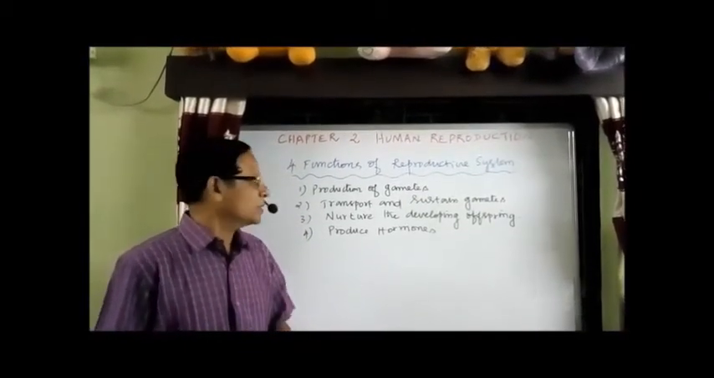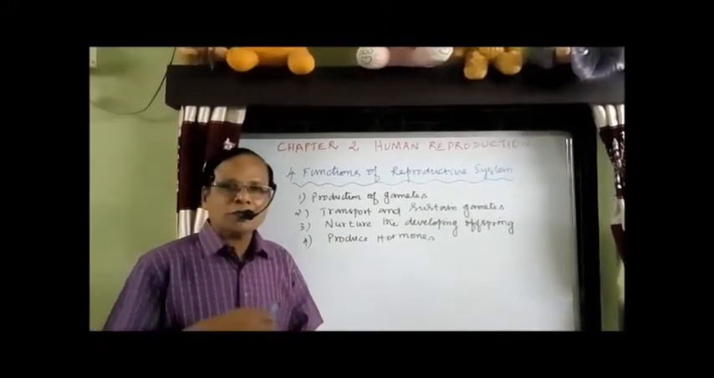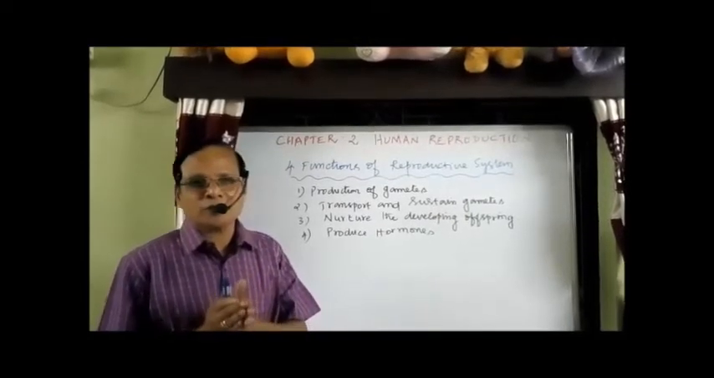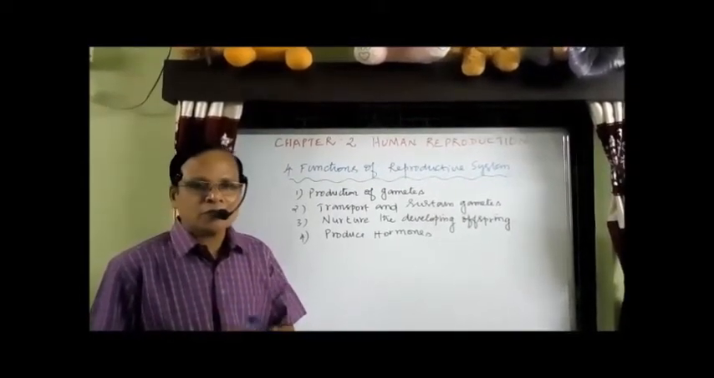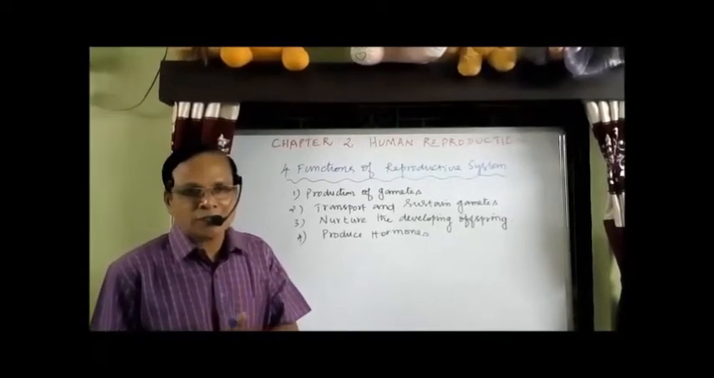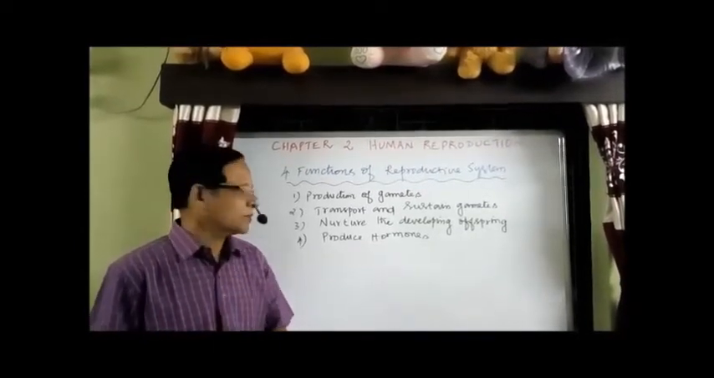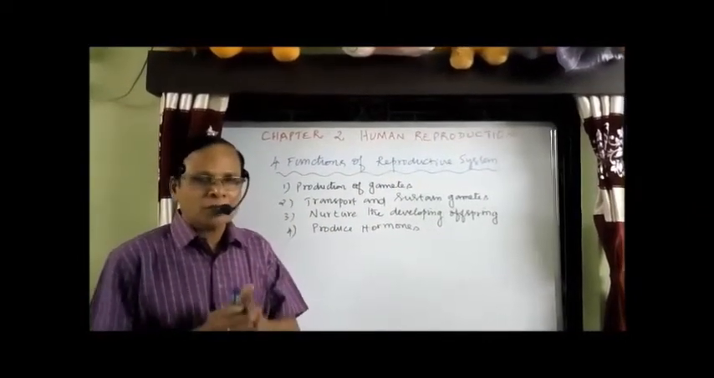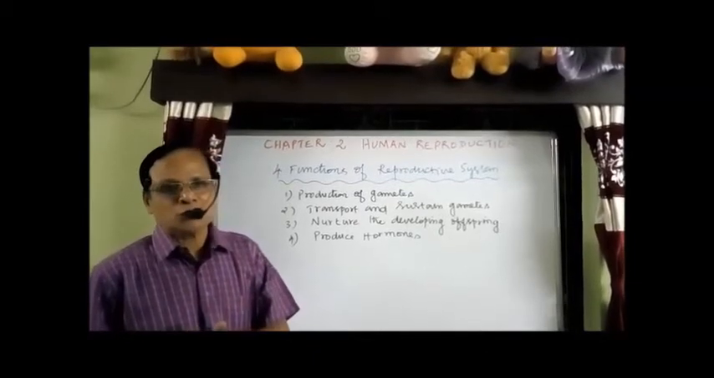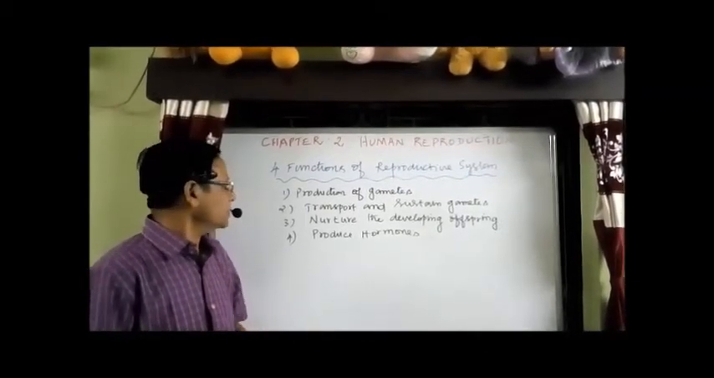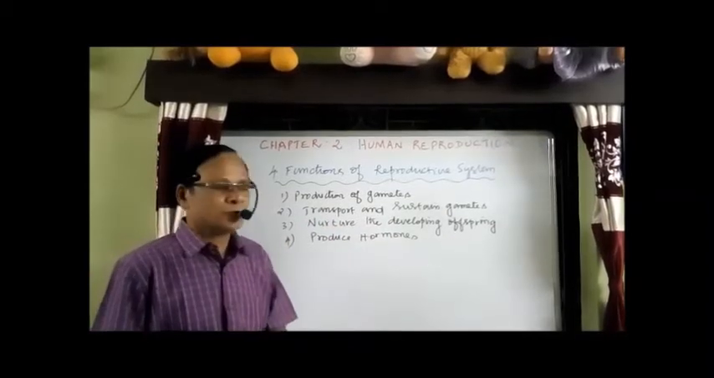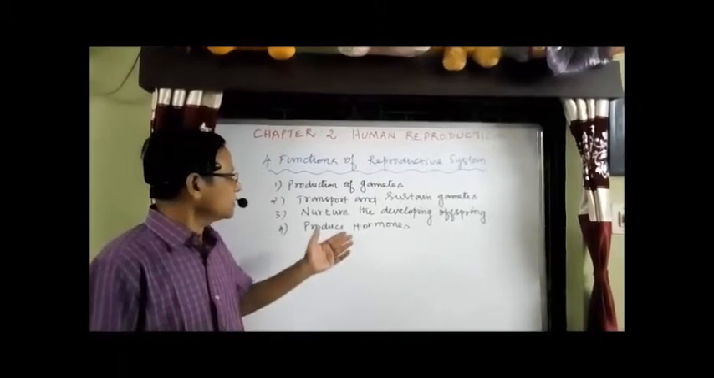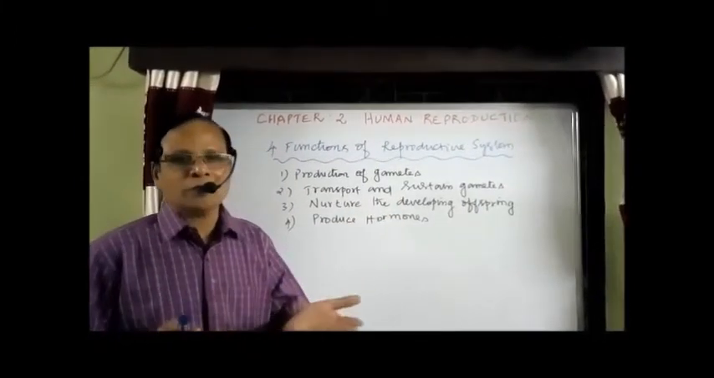That is number one. Number two, transporting the gametes, particularly the male gamete, to the female reproductive tract. And we have to sustain these gametes, maintain the gametes without being damaged. That is called transport and sustain gametes, particularly the male gametes from the male individual to the female reproductive tract. Number three, nurture the developing offspring. Nurturing means looking after. Nurture the developing offspring, that is in the womb of the mother.